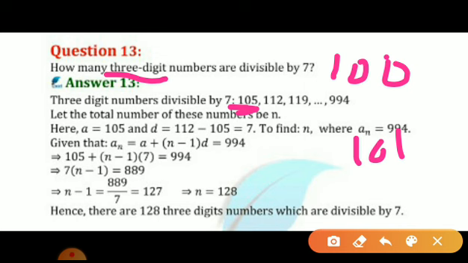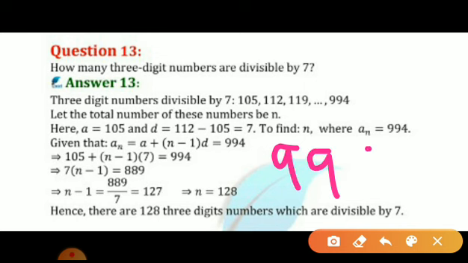I have to check which is the greatest 3-digit number divisible by 7. So which is the greatest 3-digit number first? Is it 999? Check whether this number is divisible by 7. If it is, then that will be my nth term. Okay, that you have to do by trial and error method. For 999, it won't be. Again check for 998, 997, 996, 995. These numbers won't be divisible by 7.